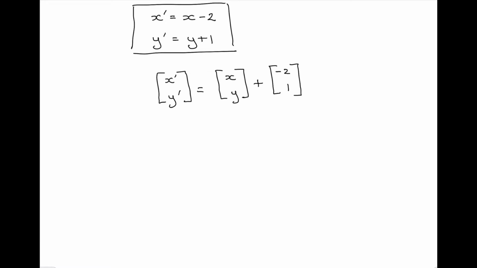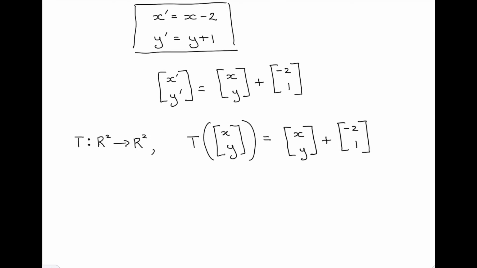Now we can also express our transformation as a mapping. T maps R squared into R squared, where T of (x, y) gives us this image.